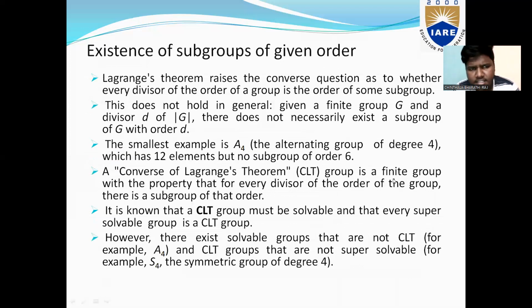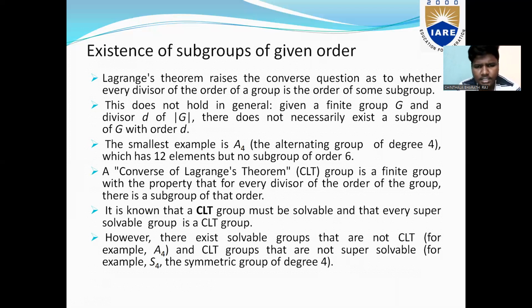Now, existence of subgroups of given order. Lagrange's theorem raises the converse question as to whether every divisor of the order of a group is the order of some subgroup. This does not hold in general: given a finite group G and a divisor d of |G|, there does not necessarily exist a subgroup of G with order d.